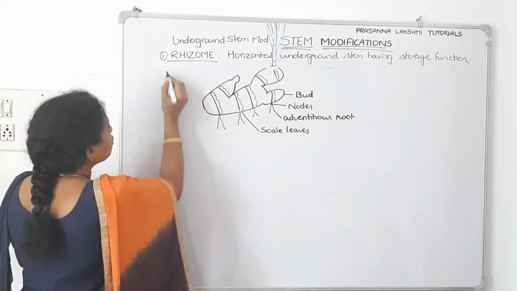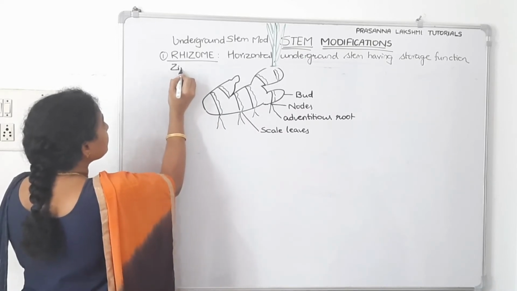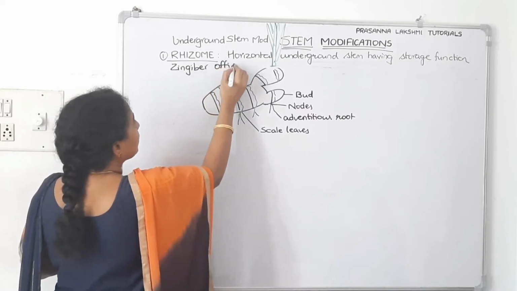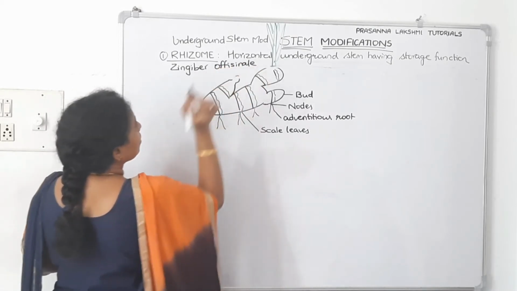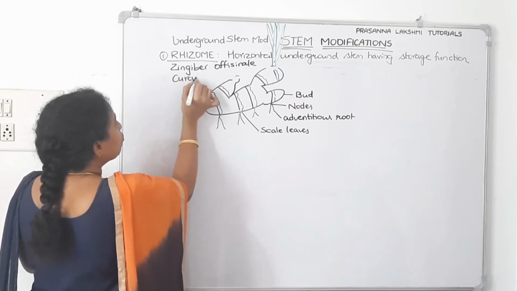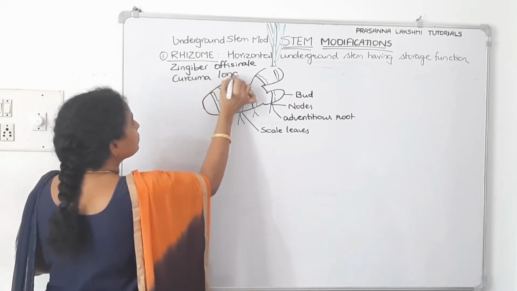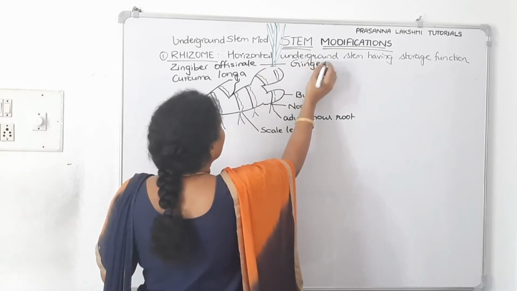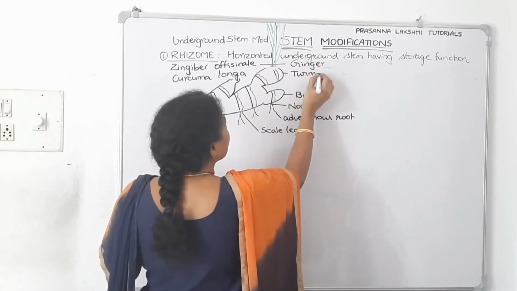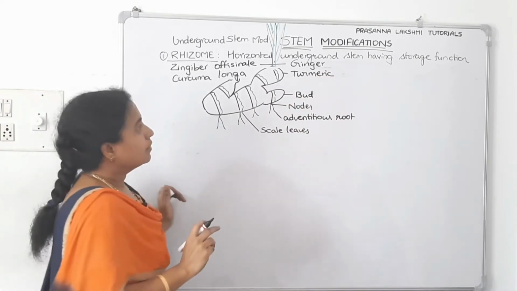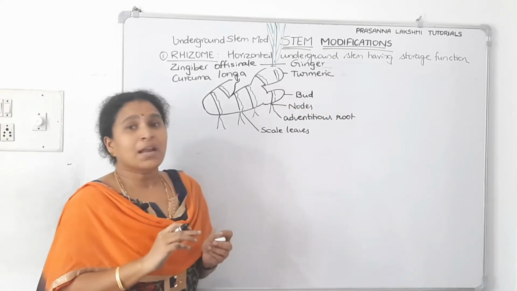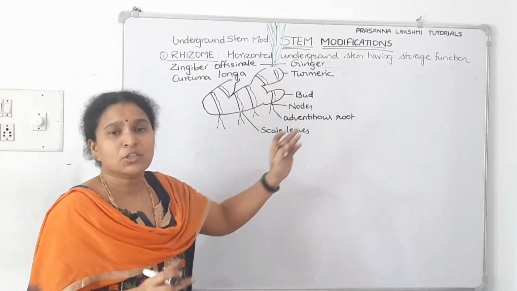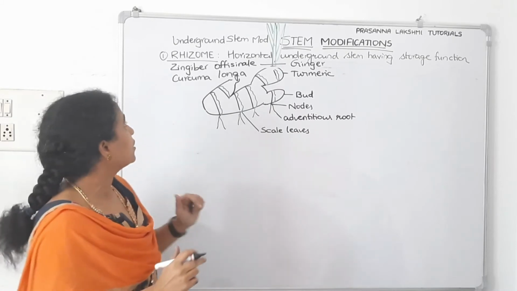So the examples for rhizome are, one we have taken Zingiber officinale, means ginger, and the second one is Curcuma longa, means turmeric. So these are rhizome examples. Now it helps in vegetative propagation. Cut the bud, take a piece of ginger, drop it inside the soil, you will get a new plant. Means it helps in vegetative propagation.